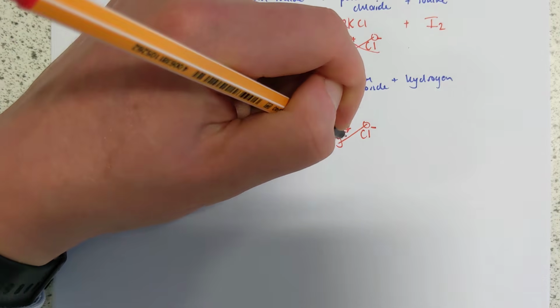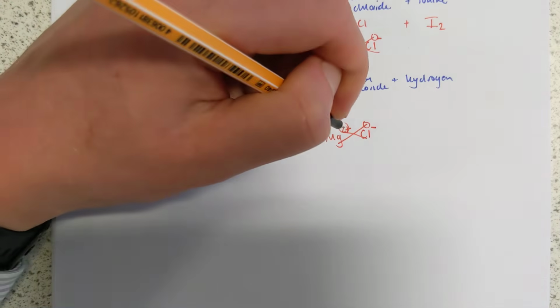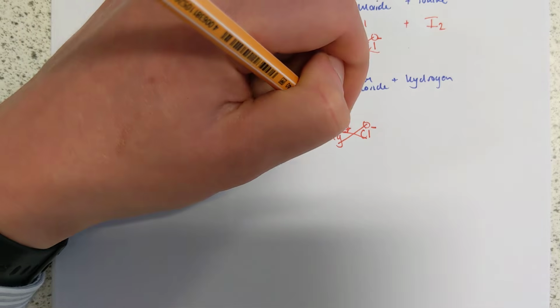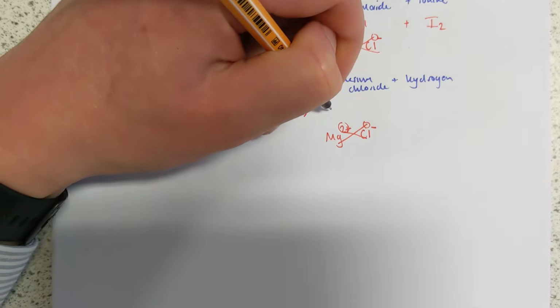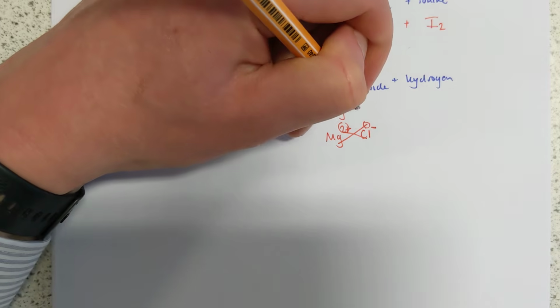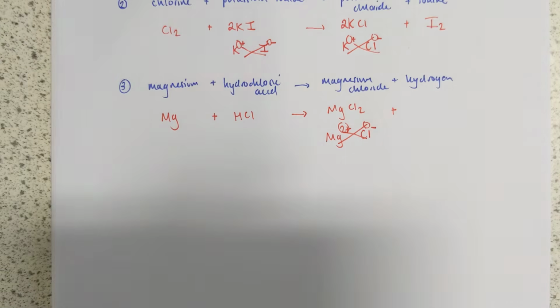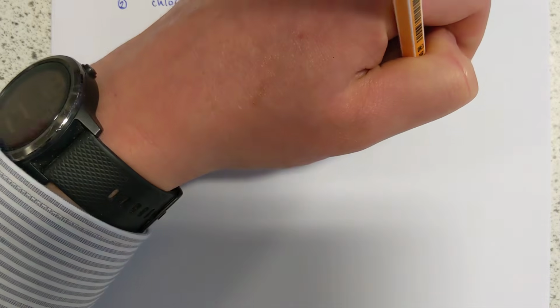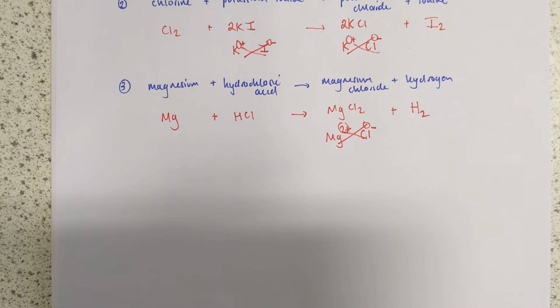Swap the big numbers, the charges, over. I therefore get 1 magnesium, because there's 1 minus for the chlorine. I get 2 chlorines because there's 2 plus on the magnesium, which gives me MgCl2. The final thing in the equation is hydrogen. We've seen it before. Hydrogen is just H, but it's a diatomic element, therefore we have to have H2.